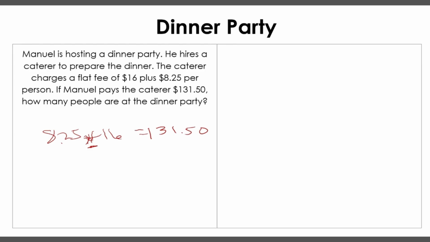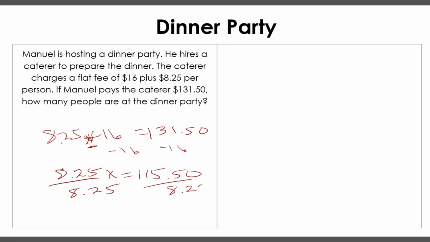So the first thing we have to do is subtract by 16. So we get 8.25 X equals 115.50. Then we're going to divide by 8.25. You can do long division. You can divide in your calculator. But then we know that x is going to equal 14.